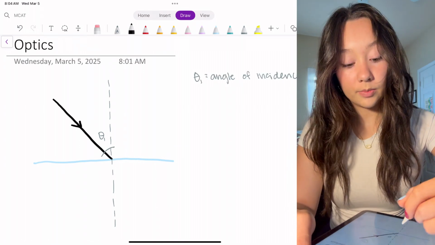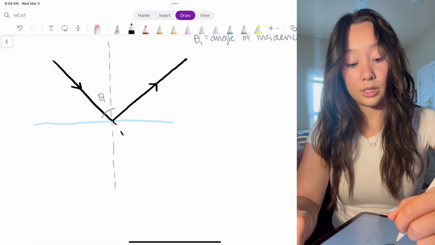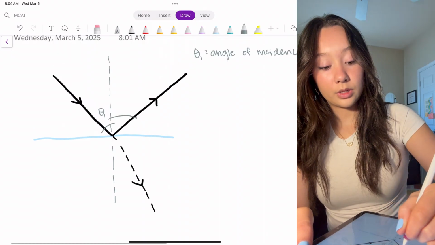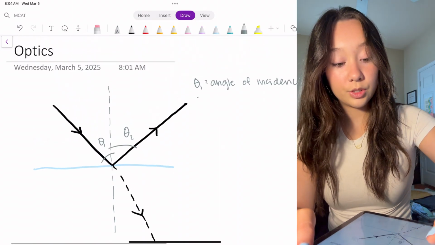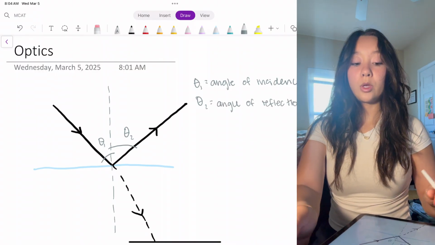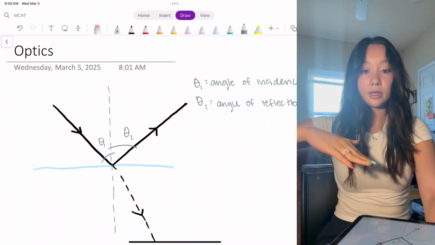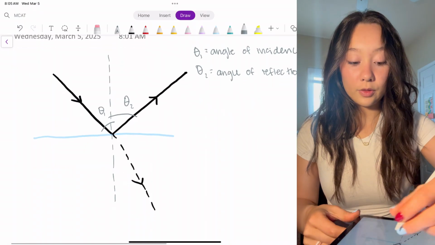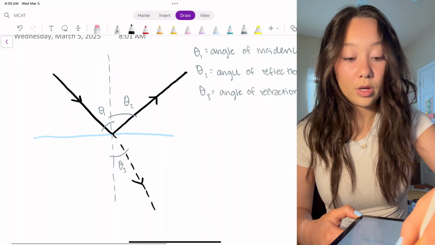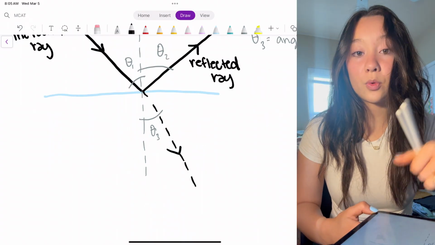Now some of it is going to be reflected, so it's going to come up this way, and then some of it is actually going to travel into the medium, so that's going to look like this. Now this angle here we'll call theta 2. Theta 2 is going to be our angle of reflection. Pretty self-explanatory here. Just remember that we are measuring it against the line that is normal to the surface. We're not measuring it against the surface itself to get those angles. Now this one down here, if you could have guessed, is going to be the angle of refraction. And we can go ahead and label our rays. So this is going to be the incident ray, this is going to be the reflected ray, and this is going to be the refracted ray.